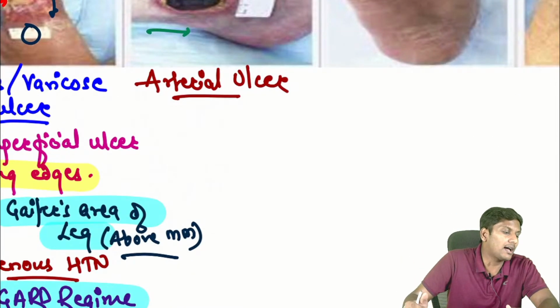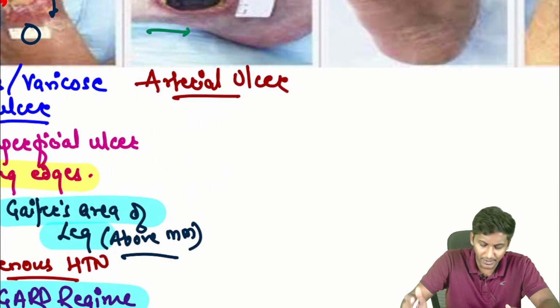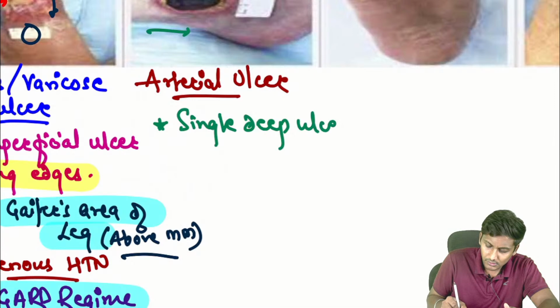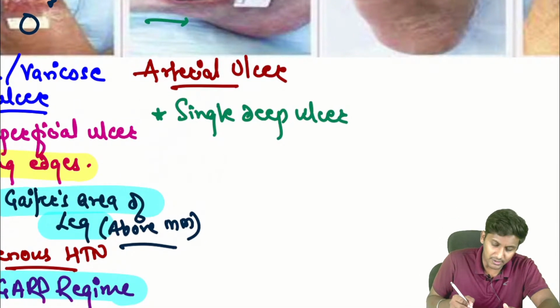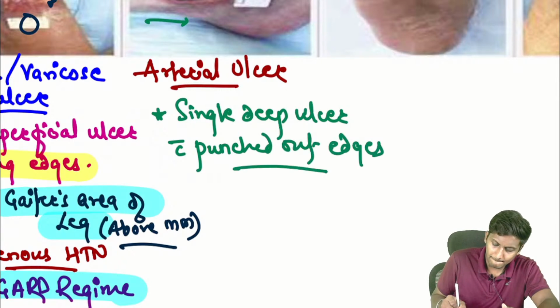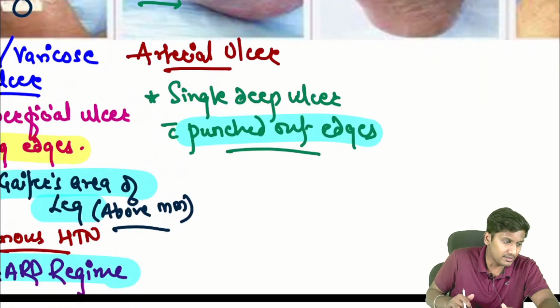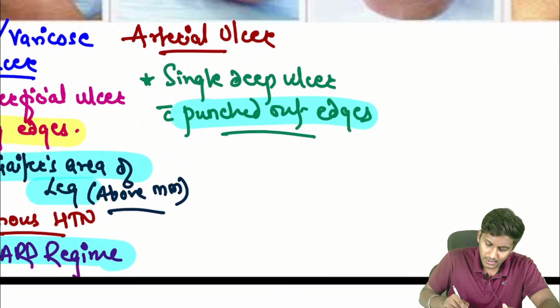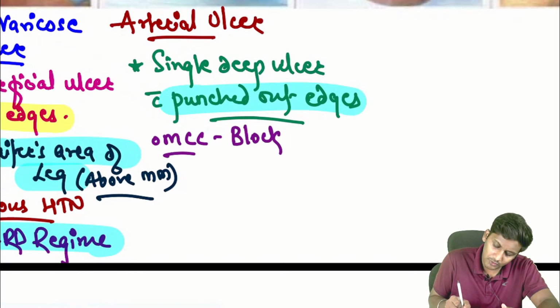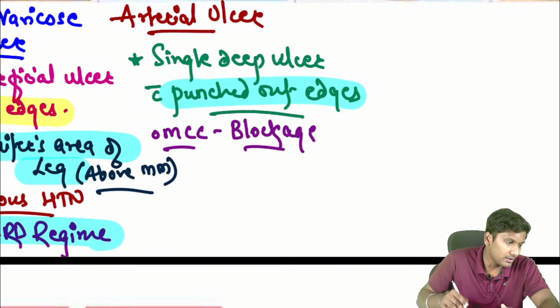Please let me know whether arterial ulcers will be painful or painless ulcers. So arterial ulcers, as I've told you, are a single deep ulcer with which kind of edges or margins? With punched out edges. A single deep ulcer with punched out edges. So the most common cause, as I've told you, is nothing but blockage of an artery itself.